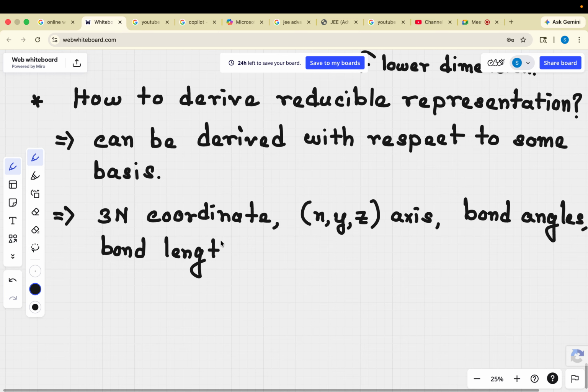So how to derive reducible representation? First of all, it can be derived with respect to some basis. And second, these are the parameters you can use: 3n coordinate, you can use x y z axis, you can use bond angles, we can use bond length also. So one by one we will see all the things. Basically, with respect to some basis, that we will not see now. We will see in which basis we are actually trying to figure it out.